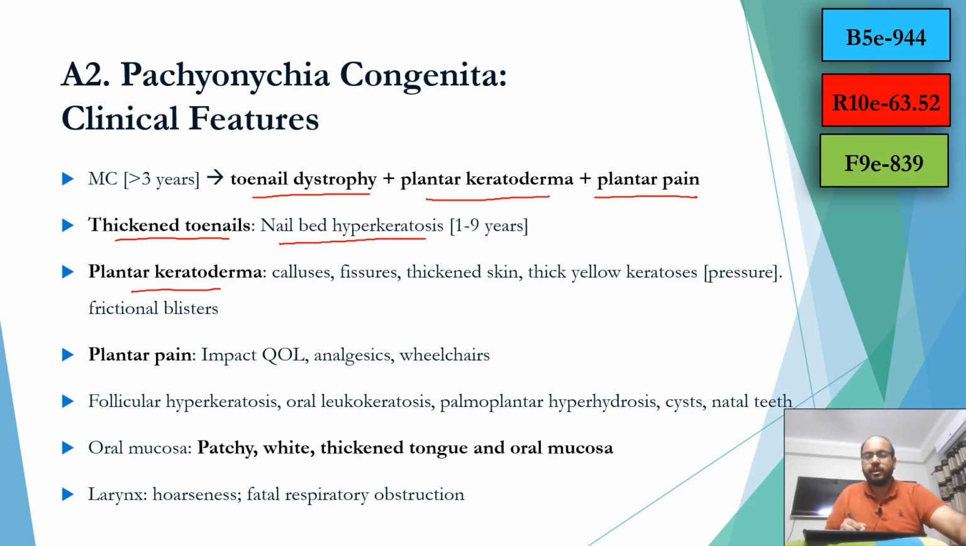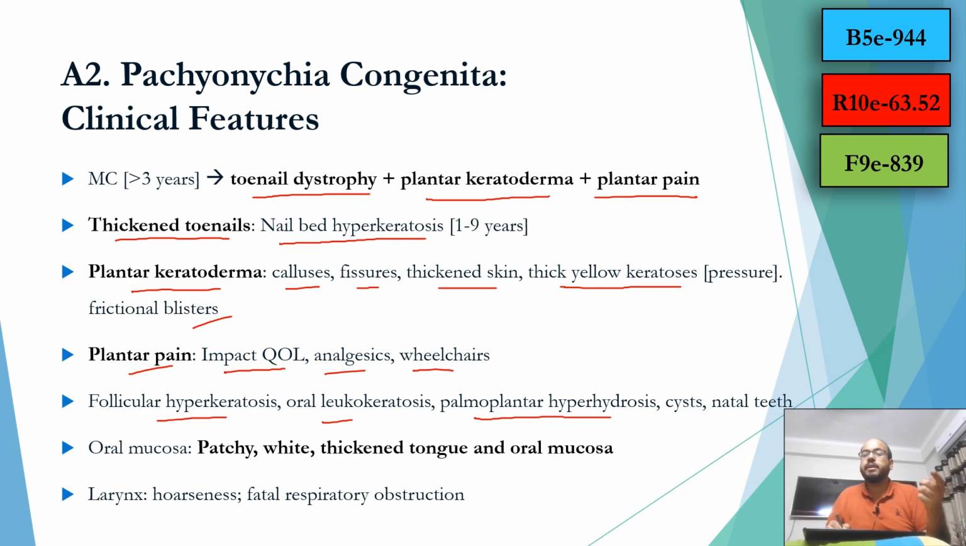You have plantar keratoderma with calluses, fissures, thickened skin, and thick yellow keratosis over the pressure points, so much so that friction blisters can also happen. The plantar pain is significant. It significantly impacts quality of life. You require painkillers and wheelchairs for movement. Other features are follicular hyperkeratosis, oral leukokeratosis, palmoplantar hyperhidrosis, cyst, and natal teeth.